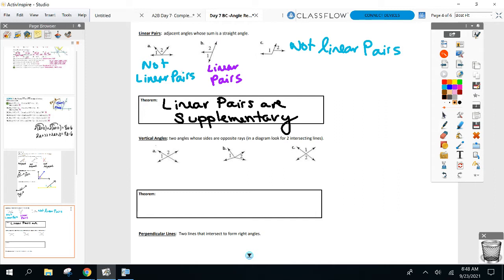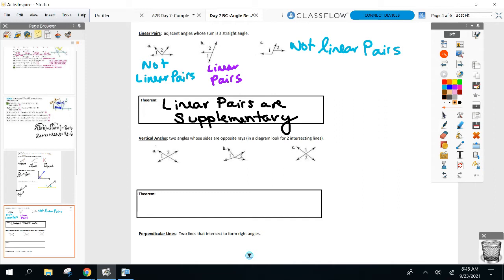Have you guys heard of these before? Vertical angles? Yes, no? Okay, vertical angles. If you have two intersecting lines, they've got to be lines, the opposite angles are vertical. Everyone agrees we make 4 angles when 2 lines intersect. The opposite ones are considered vertical.